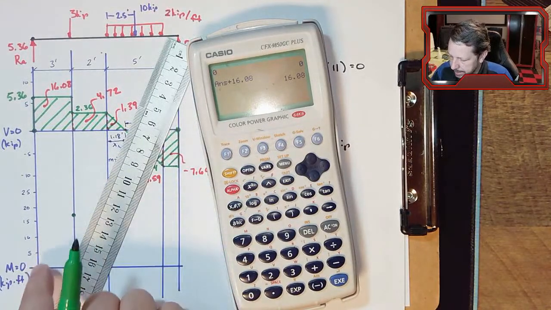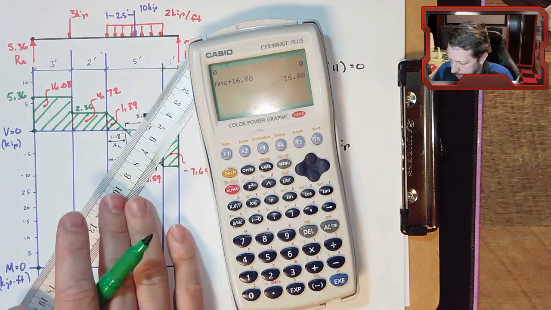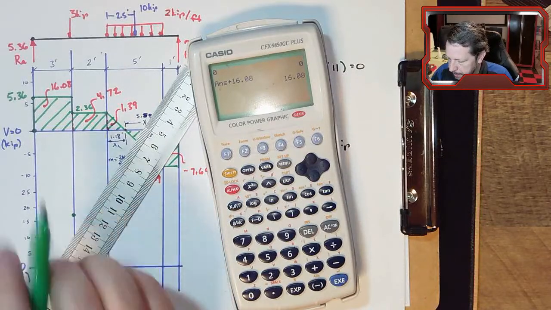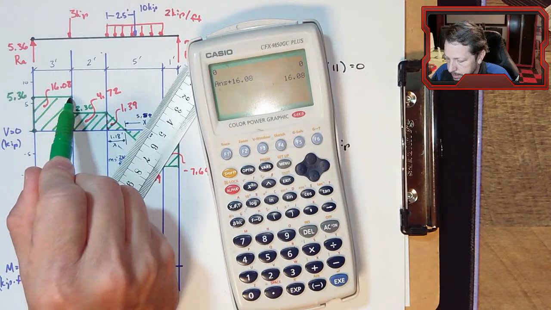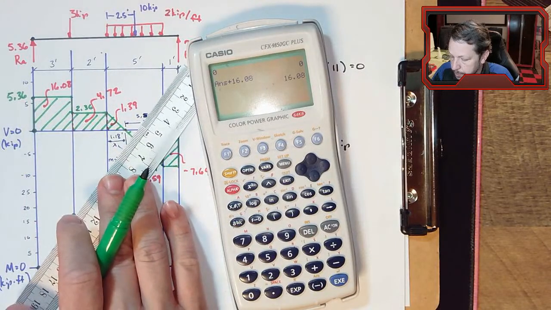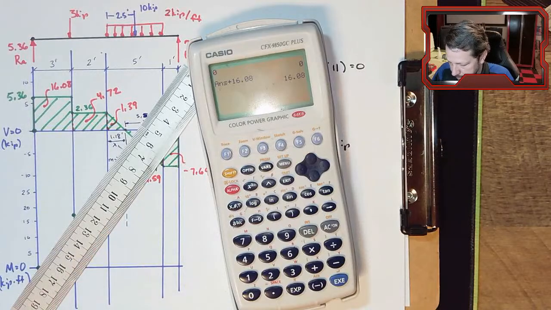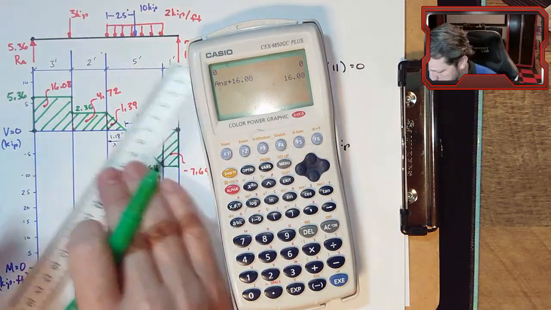Now we just have to decide, how do we connect these 2 points? Is it a straight line? Is it curved somehow? And that comes from the fact that our shear is constant in this section. So that means our slope is constant in the bending moment diagram. And a constant slope is a straight line.